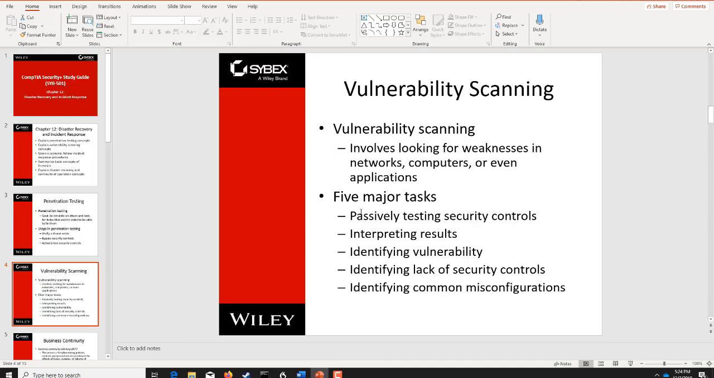And one of the reasons they do that is scanning can be very, very noisy. And this is how a lot of intrusion prevention systems and intrusion detection systems, like we've discussed in previous chapters, work. They see these scans that just hammer a network or hammer a system. They're very easily identifiable.